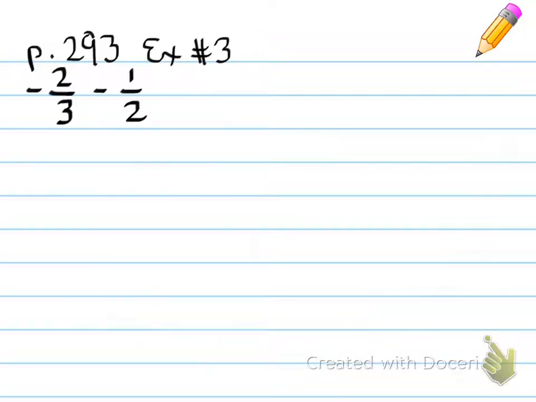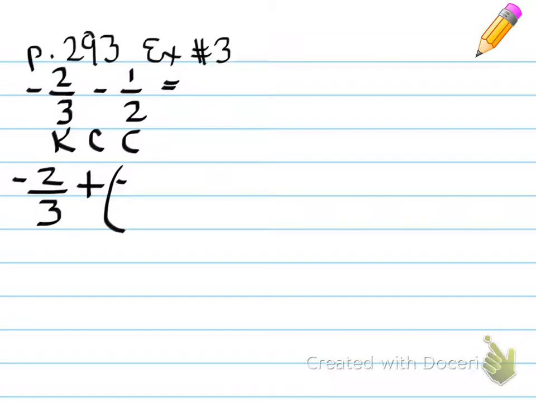Okay, so example 3, I went ahead and wrote it this way to start with, negative 2/3 minus 1/2, because we're going to have to do a keep change here because it is subtraction. So we're going to keep negative 2/3, change to addition, and then this becomes a negative 1/2. Okay, now we have like signs and we're going to add.